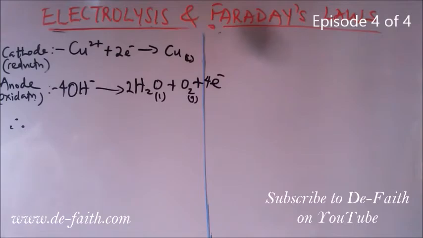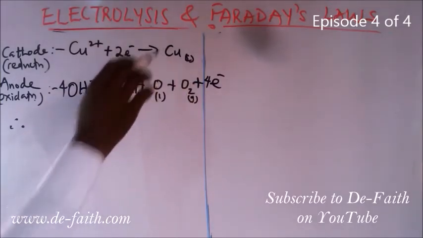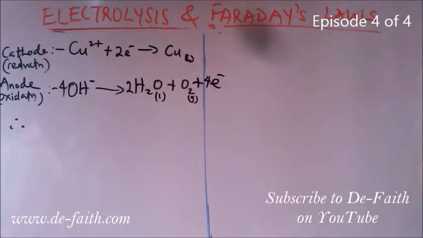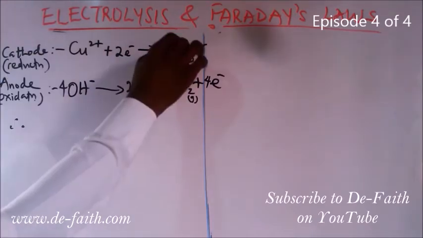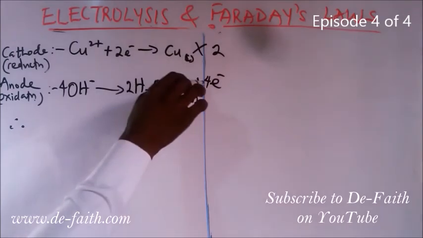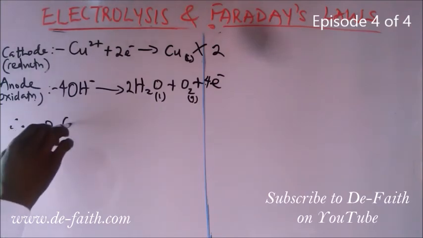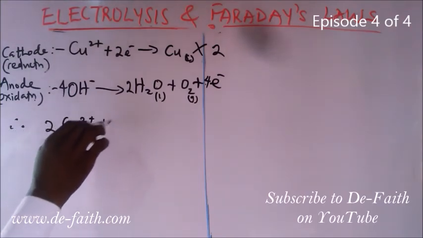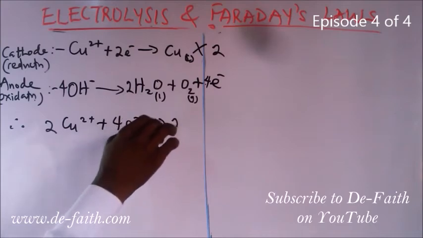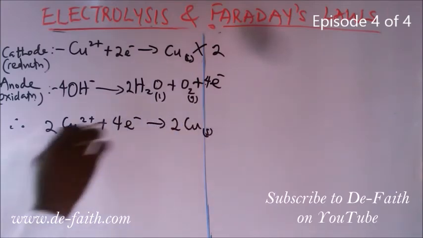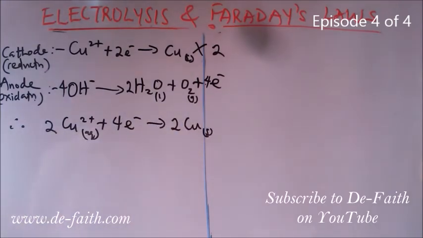Therefore, owing to the fact that we have 4 electrons here, in order to balance the charge, because the quantity of electricity passes through this particular circuit, we need to multiply this by 2, just to balance the 4 electrons we have here. And so this reaction at the cathode becomes 2Cu2+ plus 4e minus to give 2 of copper solid. Now that has balanced this equation.